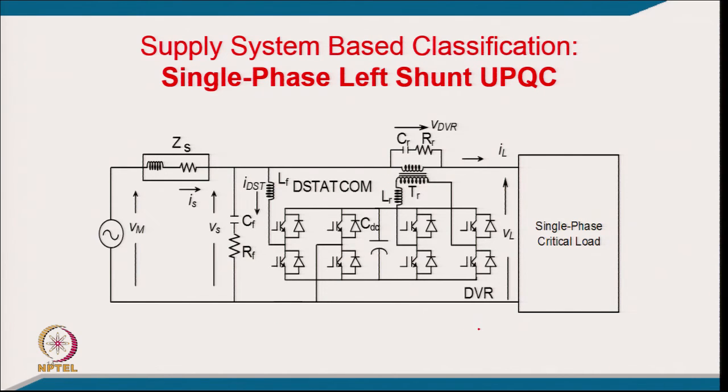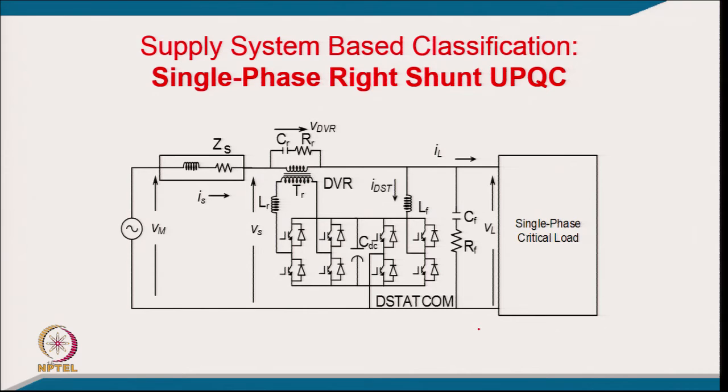And this is the actual topology of the left-hand kind, because you are putting the D-STATCOM on the left. It looks like a single-phase configuration, and we have an injection transformer for injecting the series voltage also. So this is the left shunt, and this is your right shunt, where you are keeping the D-STATCOM.